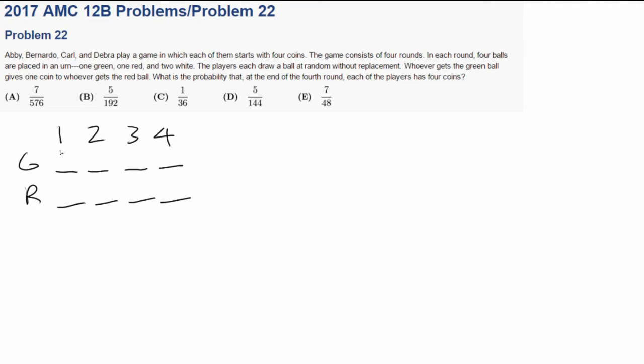In each game, a person gets the green ball and a person gets the red ball, and the other 2 people just get the white balls. So if we determine who gets the green ball and the red ball, we already know what happens in that game. For each game, you choose a person to get the green ball, so that's 4. You can choose out of A, B, C, or D. And then out of the remaining 3 people, you choose who gets the red ball. So that's 3. So in each game, there are 12 possible ways to choose who gets the green ball and the red ball. Since the other 2 people get the white ball, for each game there are actually 12 possible ways it could go.